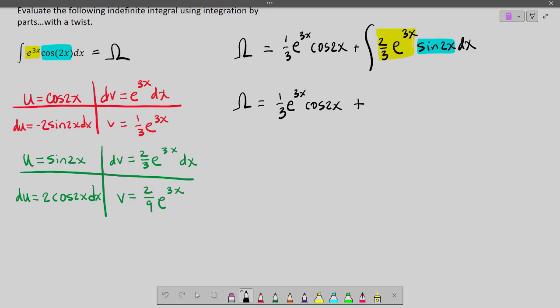So this becomes over here minus 4/9, and what we recognize is that, oh, right there, the integral of e to the 3x cosine 2x, that's back where we started, right? That's omega, the integral of the green part. So now we have negative 4/9 omega over here on the right. And on the left, we can rewrite this omega as 9/9 omega so that we have the same denominator, and then we can add from the right to the left.